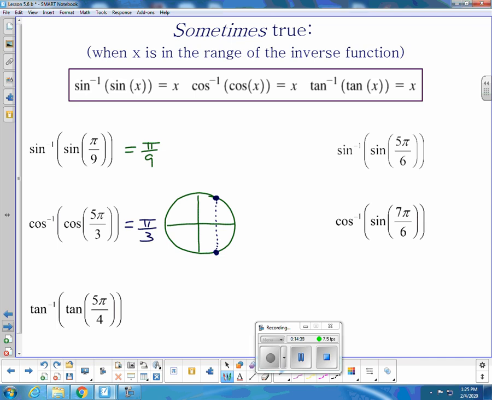So in steps, what they're saying is, what's the cosine of 5 pi over 3? We would say, oh, that equals 1/2. And then you're saying, what angle from the top has a cosine of 1/2? And then you would say pi over 3. But that's just basically a reflection. So you have your circle reflected.